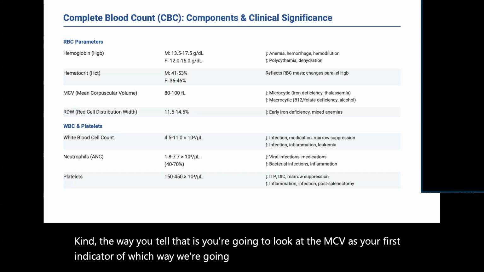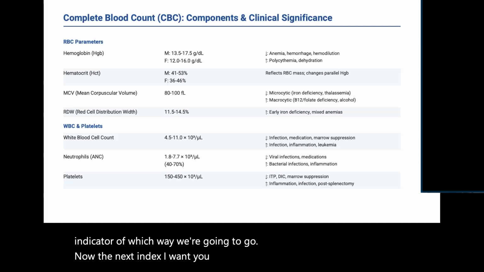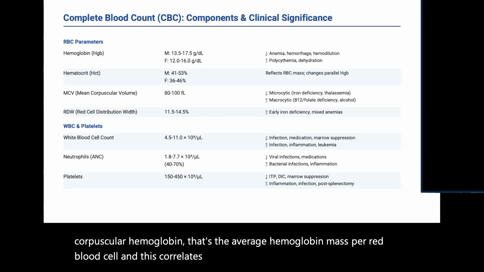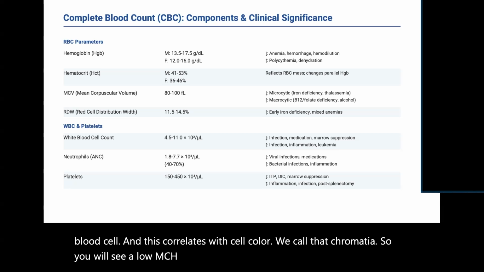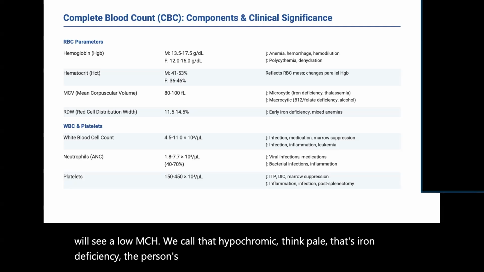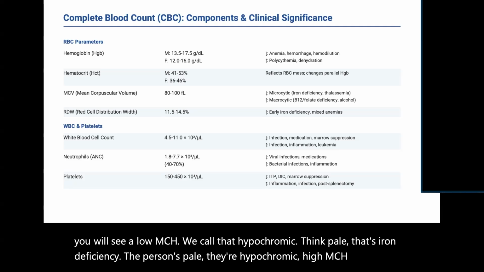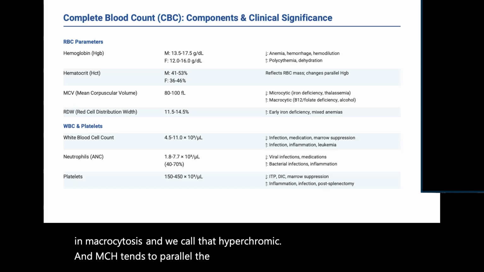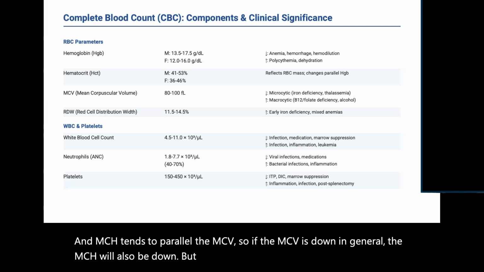Now, the next index I want you to note here is the MCH. That's the mean corpuscular hemoglobin. That's the average hemoglobin mass per red blood cell. And this correlates with cell color. We call that chromasia. So you will see a low MCH, we call that hypochromic. Think pale. That's iron deficiency. The person's pale, they're hypochromic. High MCH is often seen in macrocytosis, and we call that hyperchromic. And MCH tends to parallel the MCV. So if the MCV is down in general, the MCH will also be down, but it's less specific.